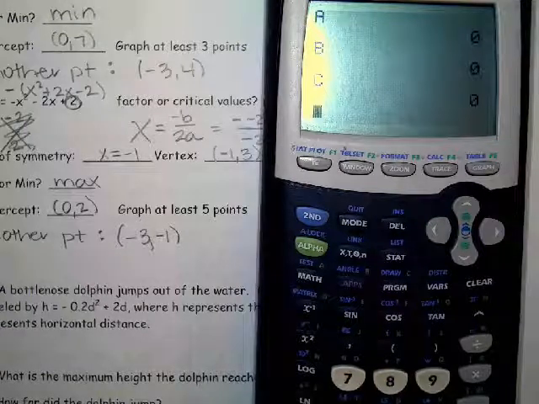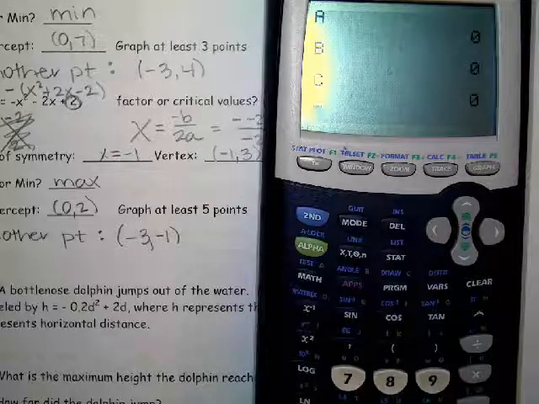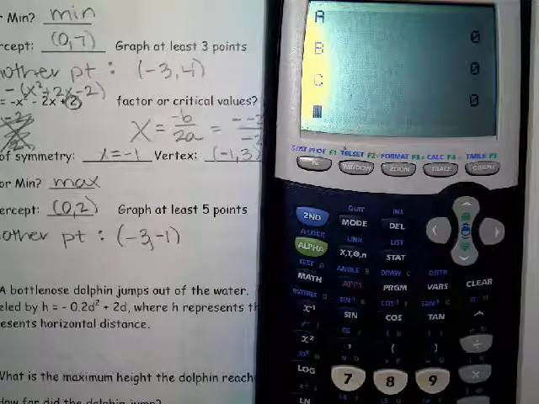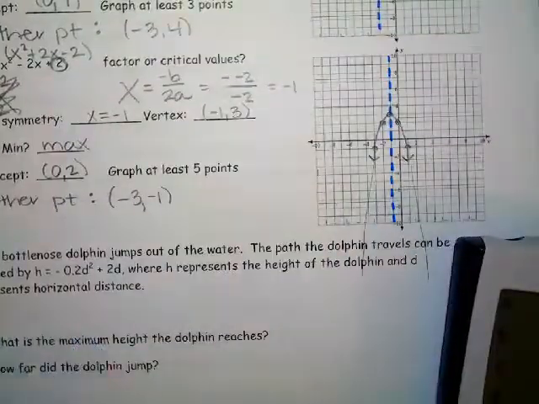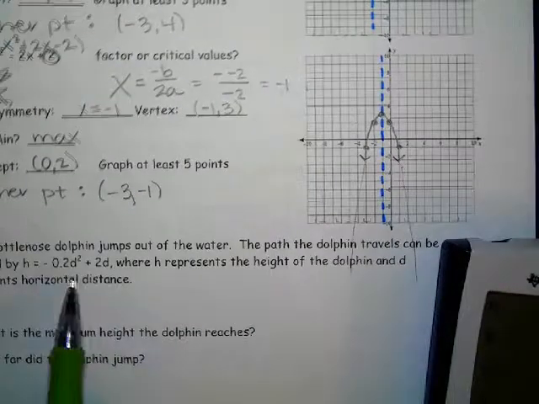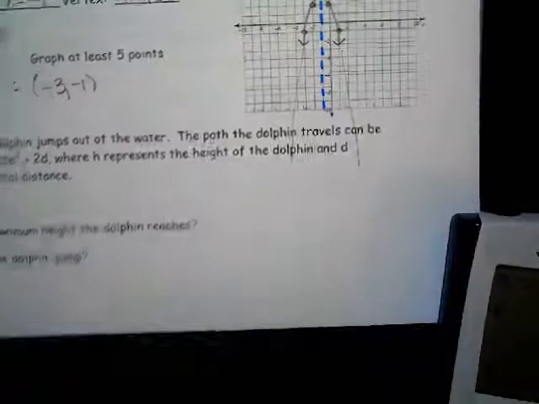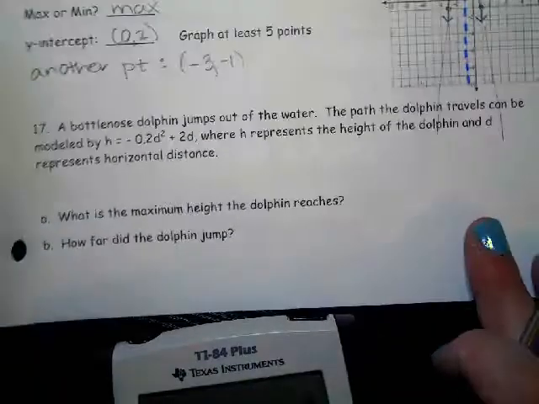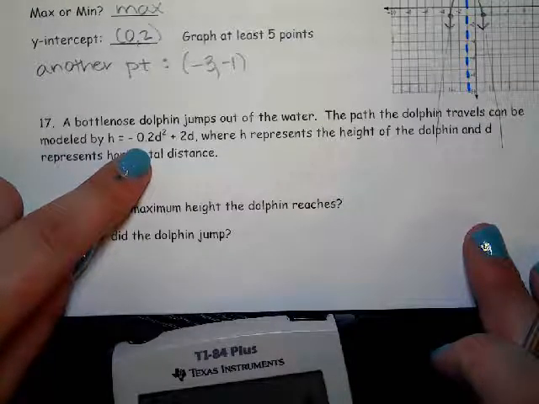Okay, now the next problem says a bottlenose dolphin jumps out of the water. The path that the dolphin travels can be modeled by this. So if you look at this, what can we tell about the equation based on how it's written? What do you guys know about it? It's going to have a maximum, and how can we tell it's going to have a maximum? Because it's got a negative in the front. So we know that it's going to go like this. Okay?